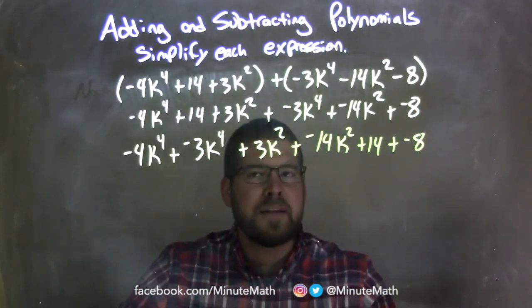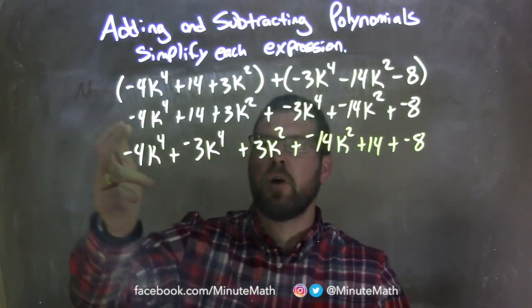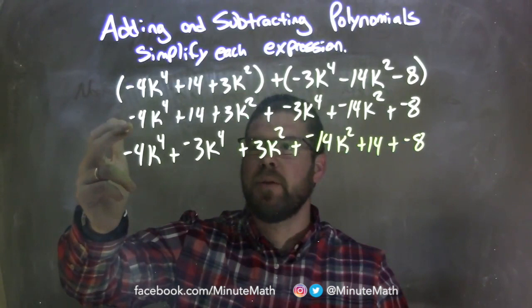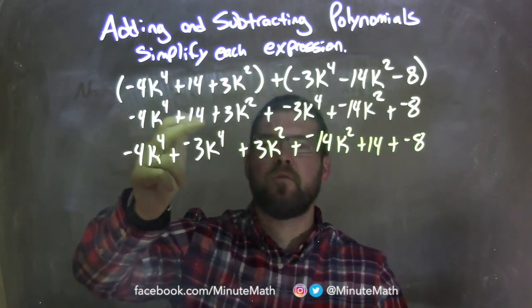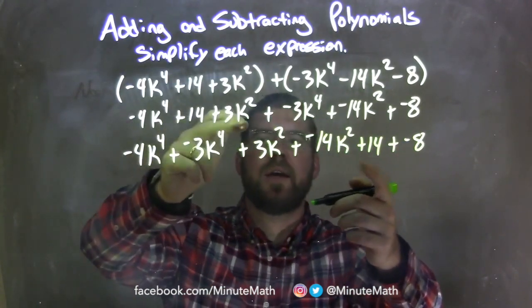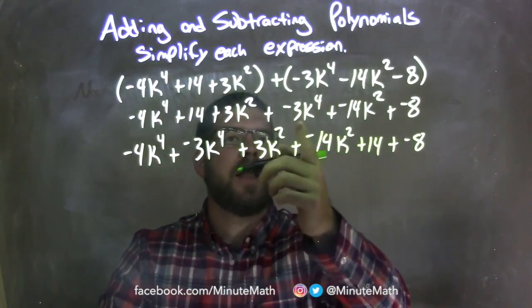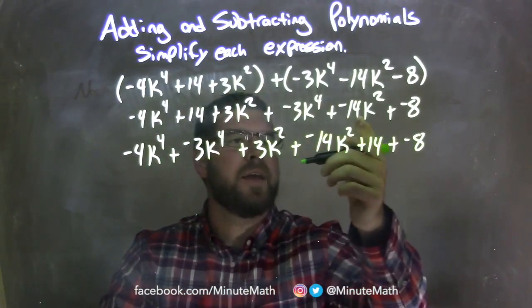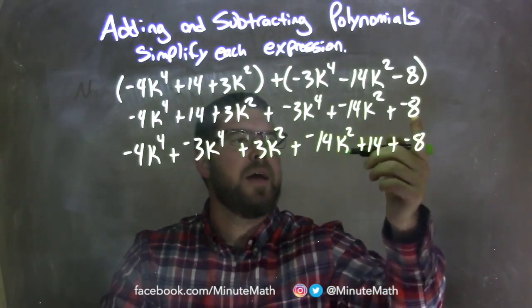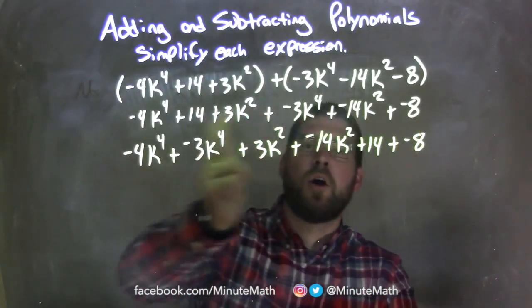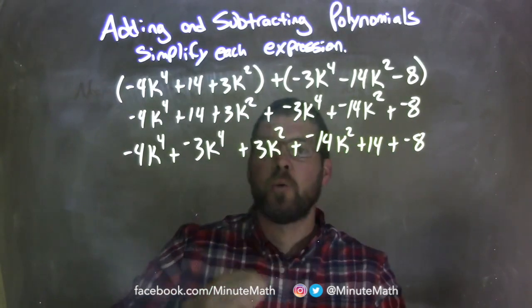Okay, we wrote a lot down. Let's double check we have everything. Let's just go line out, term by term. Negative 4k to the 4th, right there. 14 was right here. 3k squared was right there. Negative 3k to the 4th, right there. Negative 14k squared, right there. And negative 8 right there. I went through all the terms. All of them were transferred down correctly.